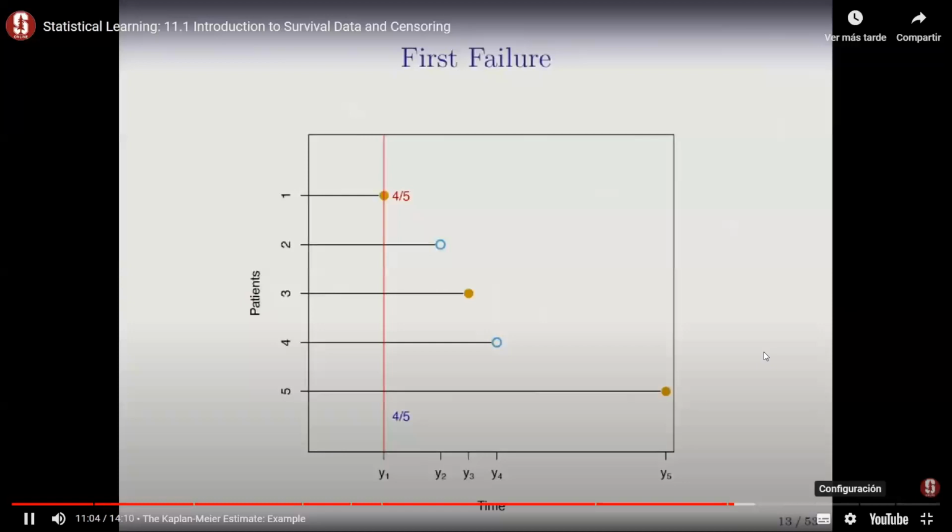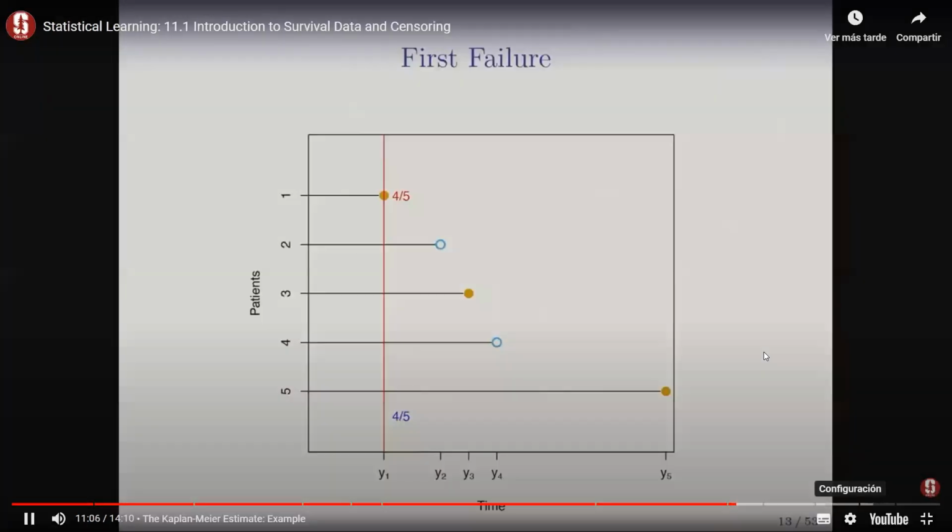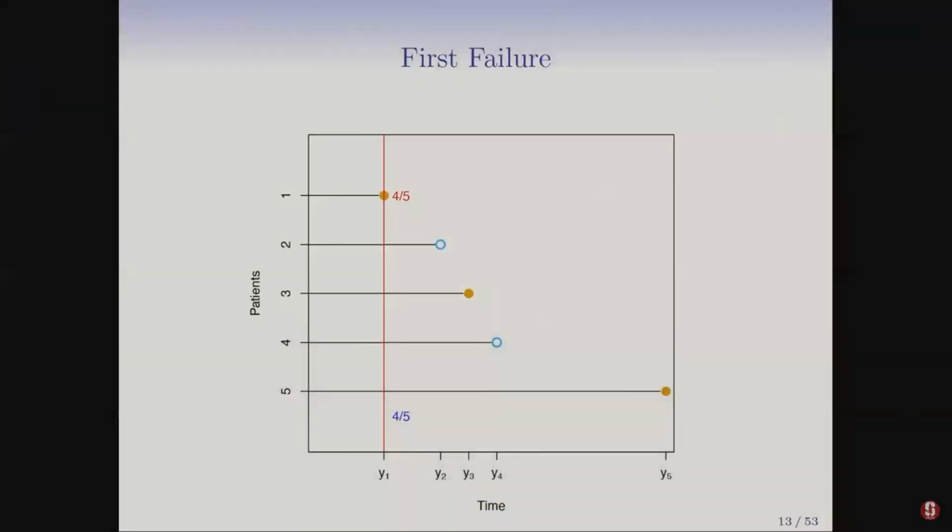But here's an example. I've got 5 patients here, and patient number 1 died at time y1. The Kaplan-Meier estimate unfolds in time. One goes to the first failure time, the first death, and 4 of the 5 patients survive past y1. So the probability of surviving past y1 is estimated to be 4/5. Then we move on to the next failure time.